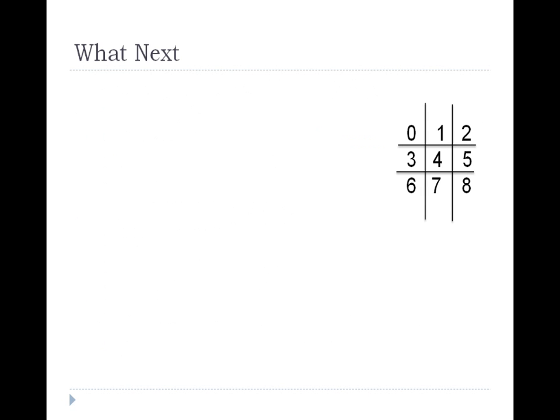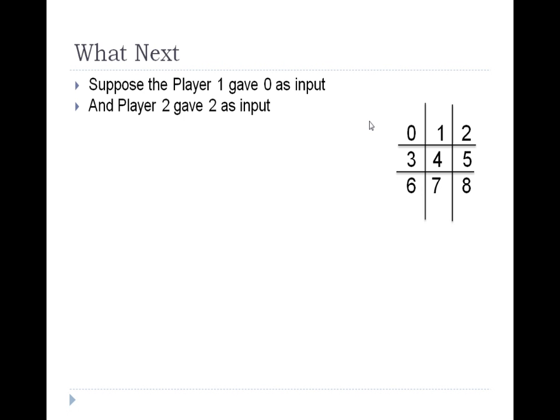What next? Now we have this board over here, and if you get a move from 0, 1, whatever move, you can get 1, 2, 3, etc. So let's take an example that player 1 gave 0 as an input and player 2 gave 2 as an input, and the resultant matrix is going to be something like this. So instead of 0, we now have an X which denotes player 1, and instead of 2, we have an O over here. So the matrix has changed.